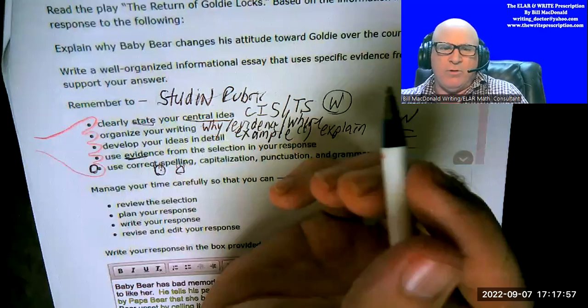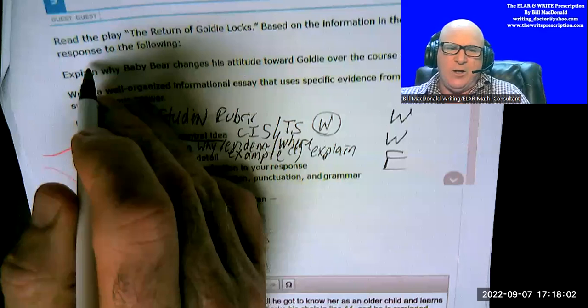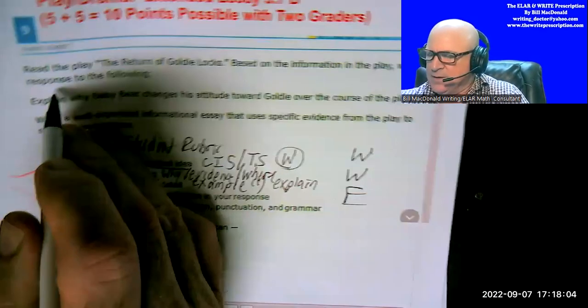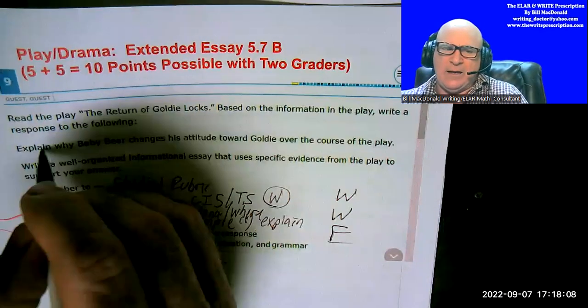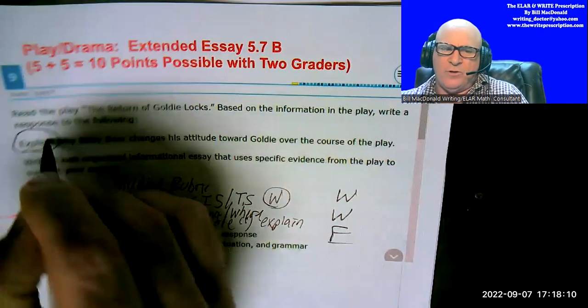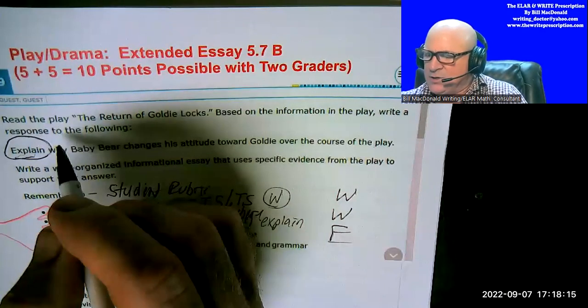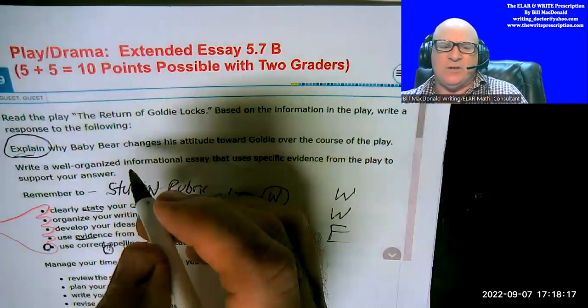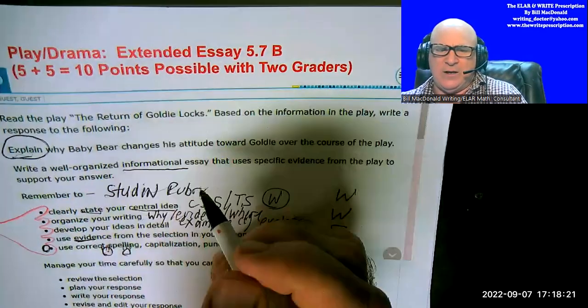Count down, read the play, The Return of Goldilocks. Based on the information in the play, write a response to the following. Explain. Okay. So as you see that word explain, you have to understand that is an expository format to give information. I'm going to explain what I mean.